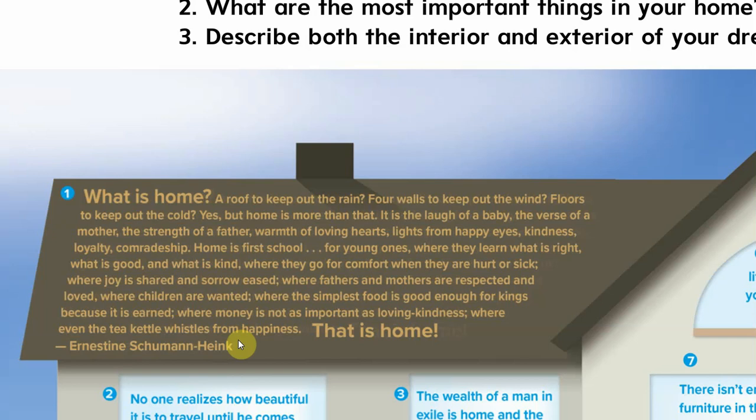بيسألنا إرنستين شومان إيه هو المنزل؟ هل هو roof to keep out the rain، سقف بيمنع عننا المطر، four walls to keep out the wind، أربع جدران بيمنعوا عننا الرياح، floors to keep out the cold، هل هو أرضية أو أرض أو طوابق بتمنع عننا البرد؟ Yes، أيوه هو كل اللي فات ده. But home is more than that، ولكن الهوم المنزل كلمة أكتر من كده كمان. It is the laugh of a baby، إنها ضحكة طفل. The verse of a mother، قصيدة أو أغنية أو أنشودة لأم.